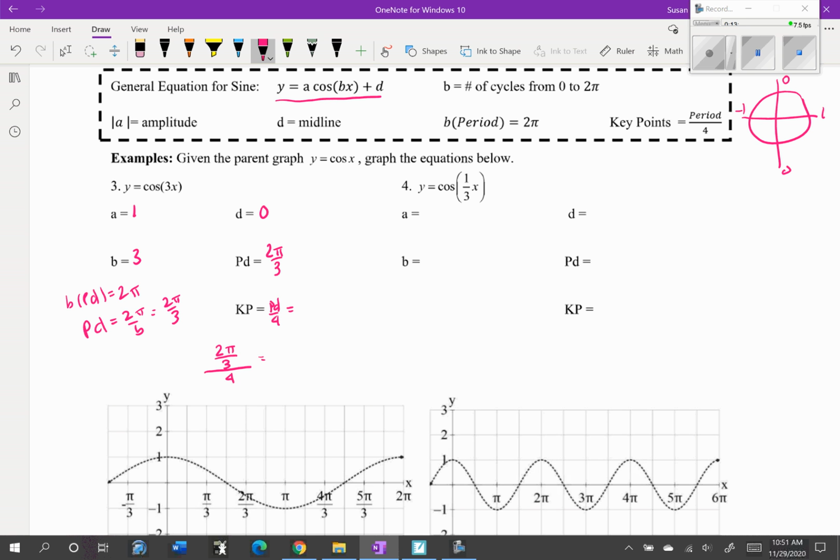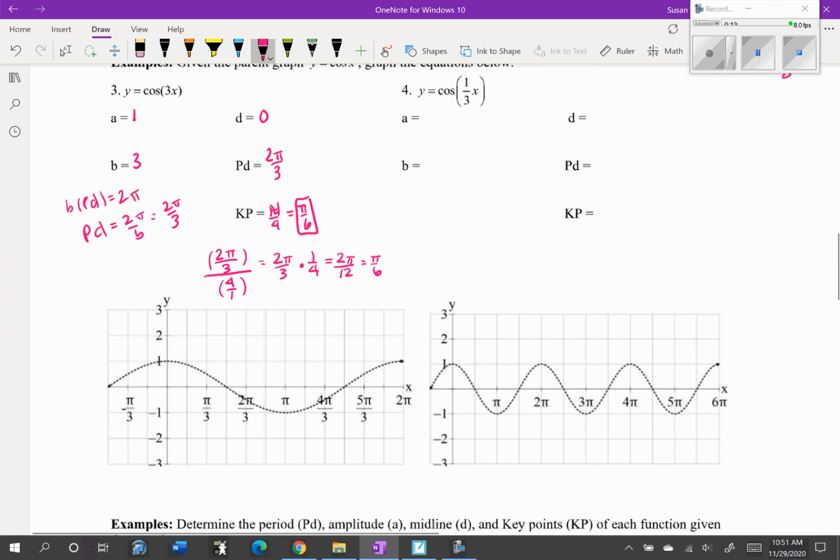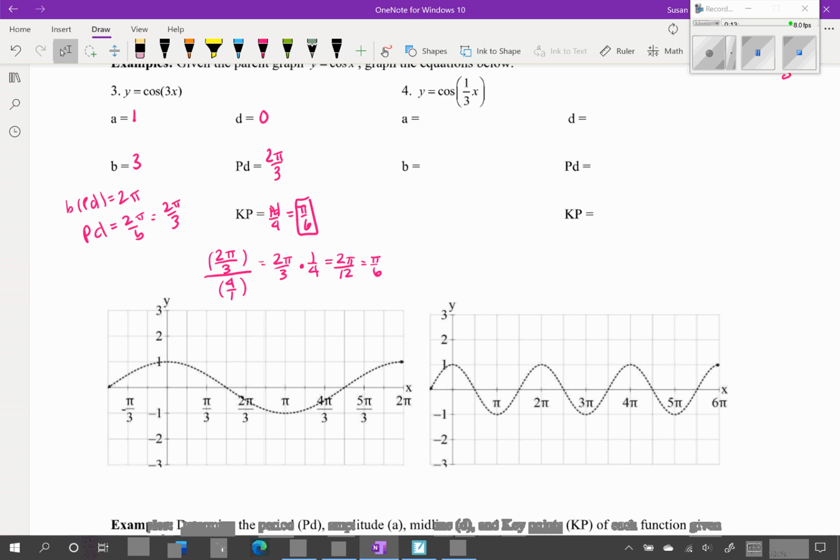So remember, keep, change, flip. So keep the numerator, change, and then this is really 4 over 1. So we flip that to 1/4. So when we go ahead and multiply straight across, we get 2 pi over 4 times 3, which is 12. And of course, that reduces into pi over 6. So pi over 6. So these are our new key point values, what we're going to be going by. So we have the parent graph there, but on my graph, we're going to do the new key points. We need to add those in.